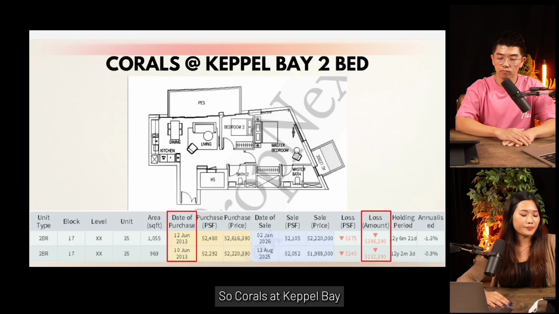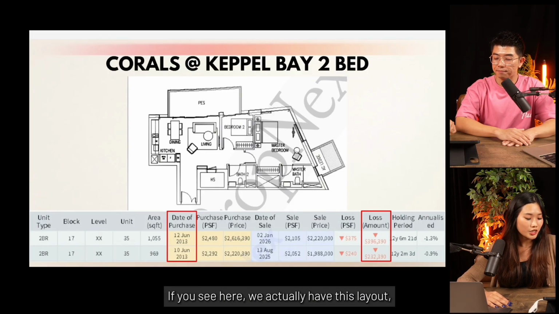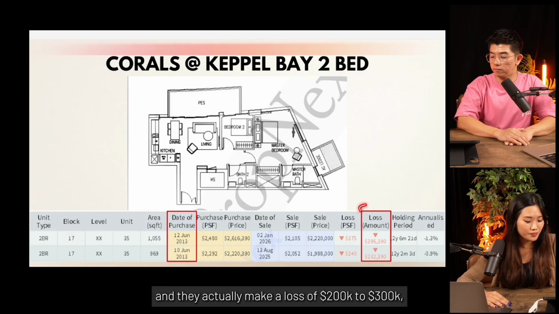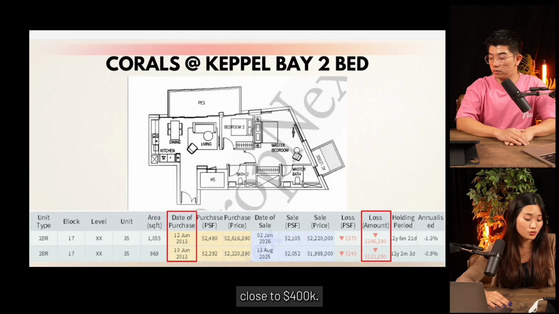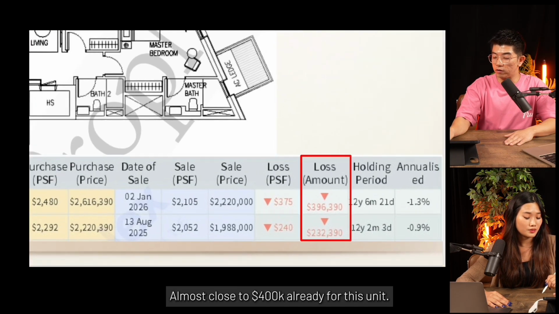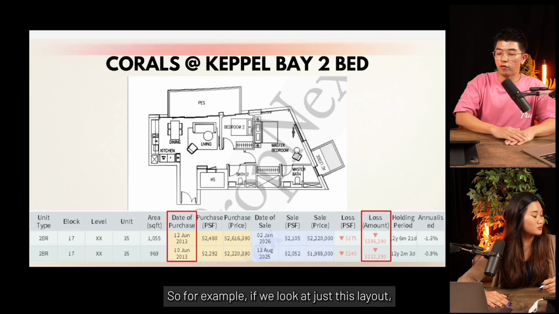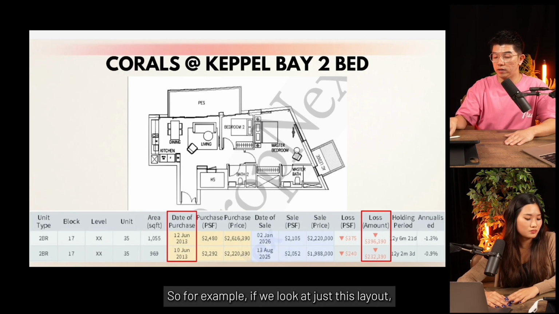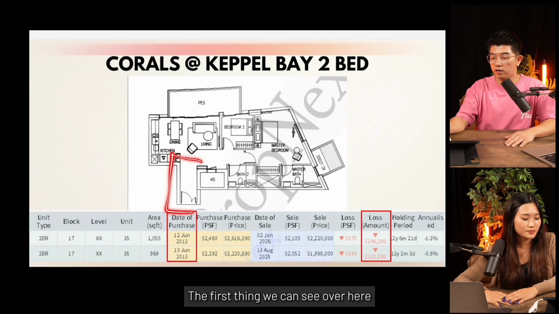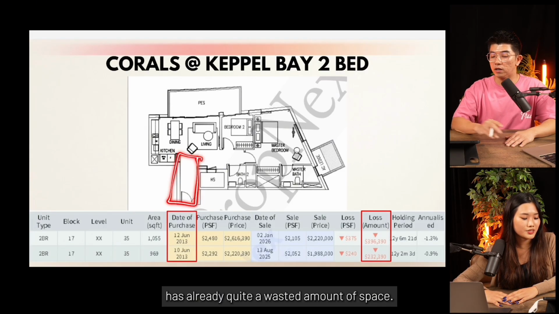So Chorus at Keppel Bay, we are looking at this two-bedder. If you see here, we have this layout and they actually made a loss of 200 to 300,000, close to 400,000 for this first unit. So what's the problem here? If we look at just this layout, the first thing we can see over here is quite a wasted amount of space.